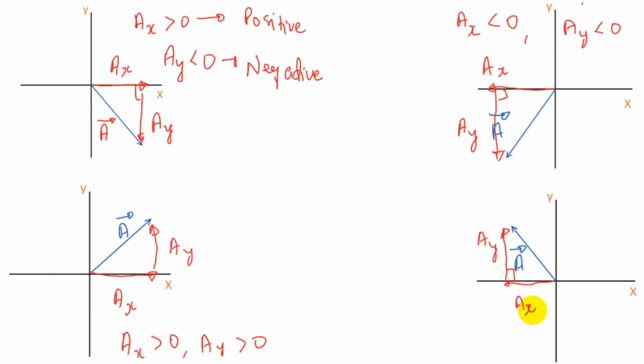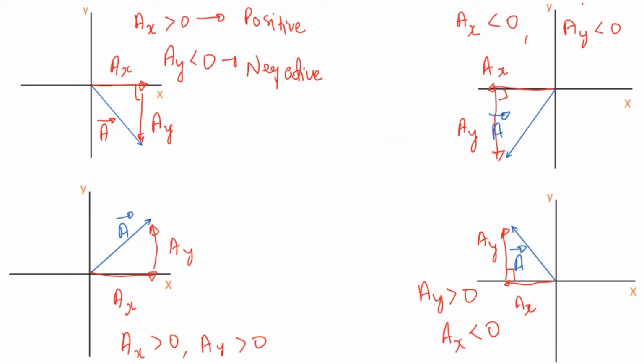Now this is 90 degrees. Here this ax will be negative because you are moving along the negative x direction. This is negative, and ay will be positive because you are moving along the positive y direction. So this would be the correct signs for its components.